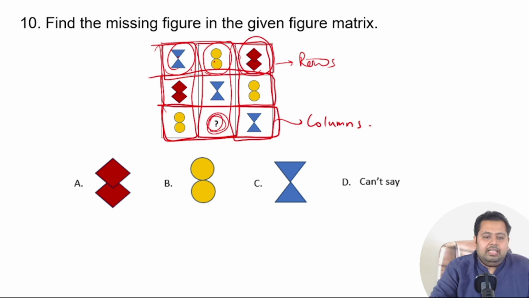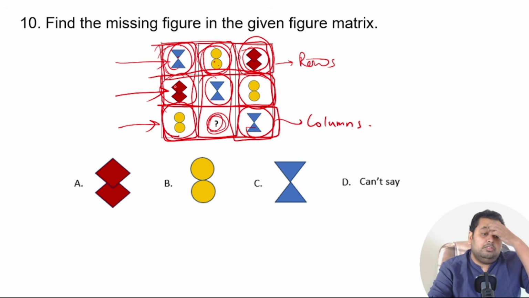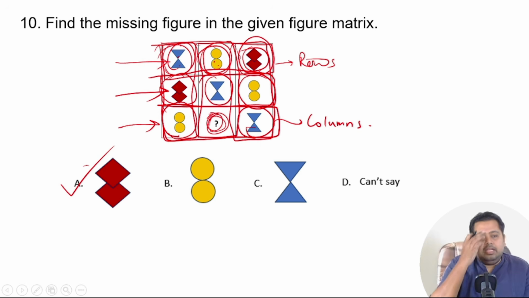Now, in each row, you will find all three objects. In this row, for example, you see the triangular object, the circular object, and the rectangular object. In this row as well, you see the rectangular object, a triangular object, and a circular object. Same here, in this row there is a circular object and a triangular object. What is missing is the rectangular object. So option number A is your correct answer.